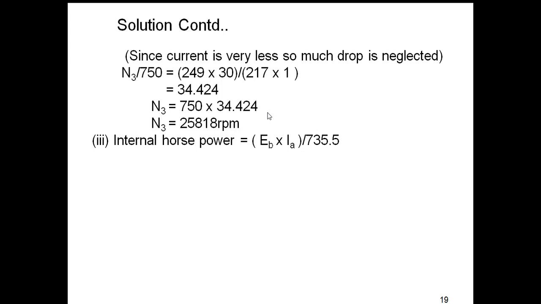And the initial horsepower is equal to EB into IA by 735.5. And substituting those values, we get 217 into 30 by 735.5. We get the answer as 8.851 HP.